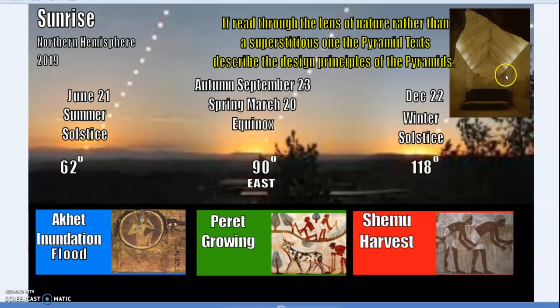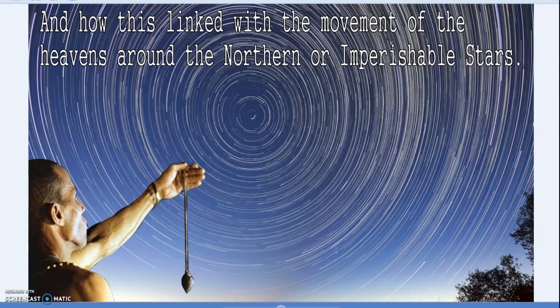So if we read the pyramid text through the lens of nature rather than one of superstition, it will describe the design principles of the pyramids, but also the 3 seasons of Egypt: Akhet, the inundation, the flood; Peret, the growing season; and Shemu, the harvest season. 3 seasons of 120 days each. However, this is also linked with the movement of the heavens, or the stars, around the northern, or as the Egyptians called them, the imperishable stars.